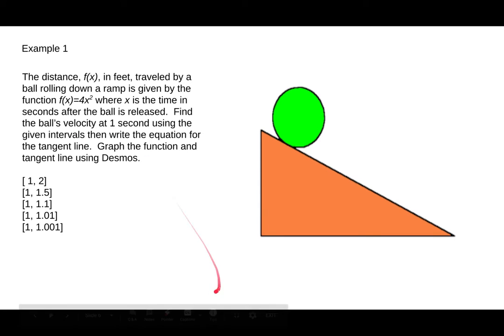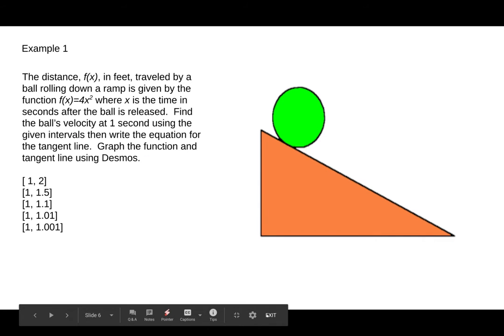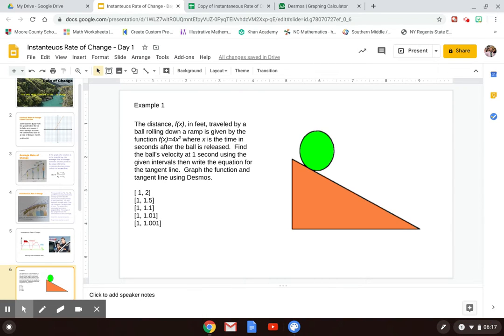Okay, so let's go to our first example here. And what it says here is the distance f of x in feet traveled by a ball rolling down a ramp is given by the function f of x equals 4x squared, where x is the time in seconds after the ball is released.